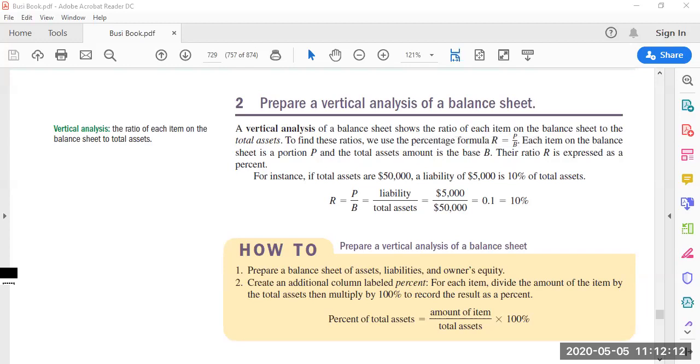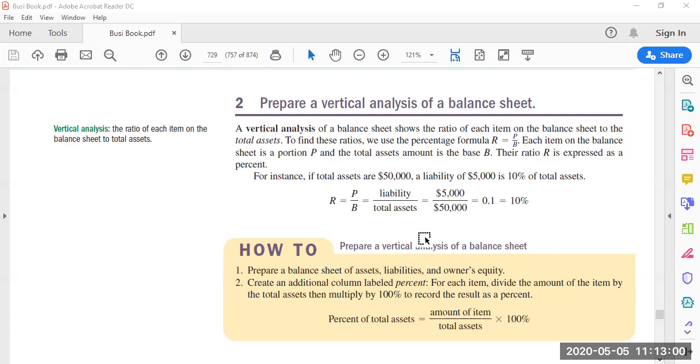So for instance, if your total assets were $50,000 and you had a liability of $5,000, we would simply figure out what that ratio would be by dividing that $5,000 liability by the $50,000 asset, and that would give us 10%. So that would tell us that our liabilities is 10% of our total assets. Now, this information can help a business analyze how balanced they are doing their business. There are different ratios that we will see later on in this chapter that we could use to determine how healthy the business is based on the balance sheet and its income statement.